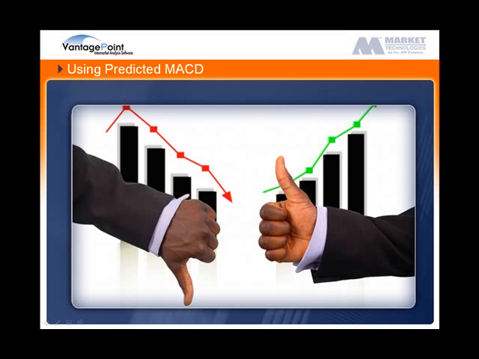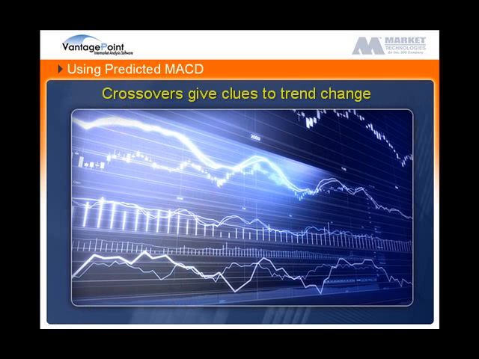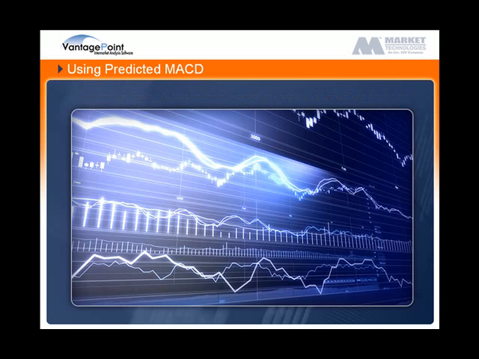One of the key points is the crossover, where you get a clue that the market trend may be changing, confirmed by crossing of the zero line, either above or below the zero line. Important indicator with MACD as well as with other indicators is divergence from price, which indicates the longer term trend direction sometimes much more clearly than the price action itself. And finally, predicted MACD should be used in conjunction with other indicators and not in isolation in determining your trading decisions.